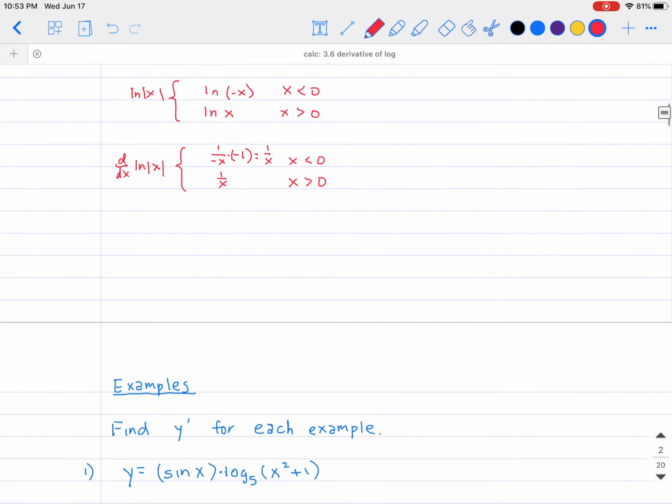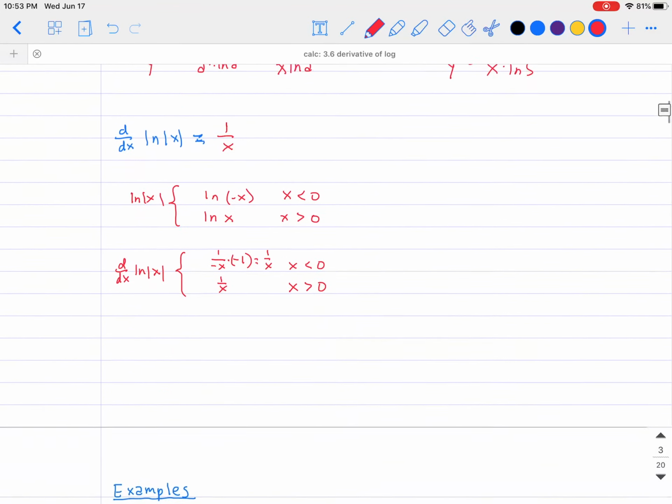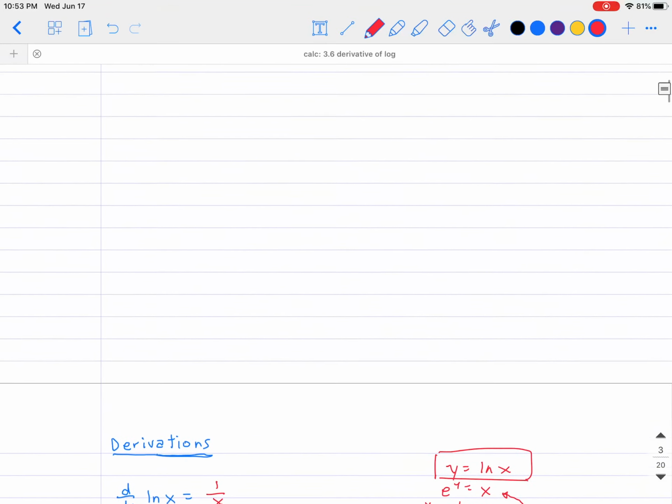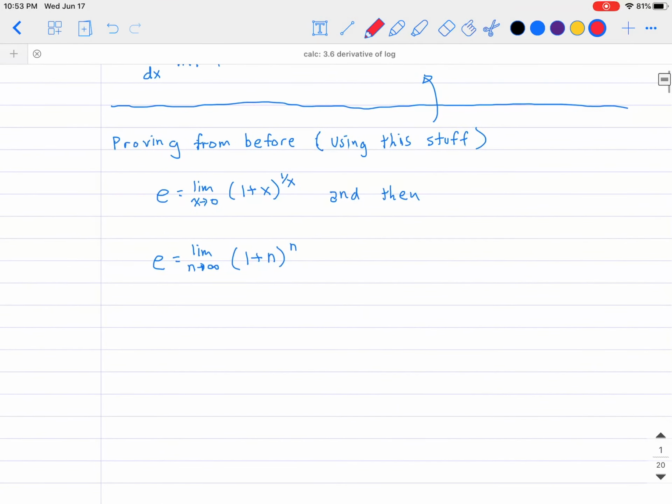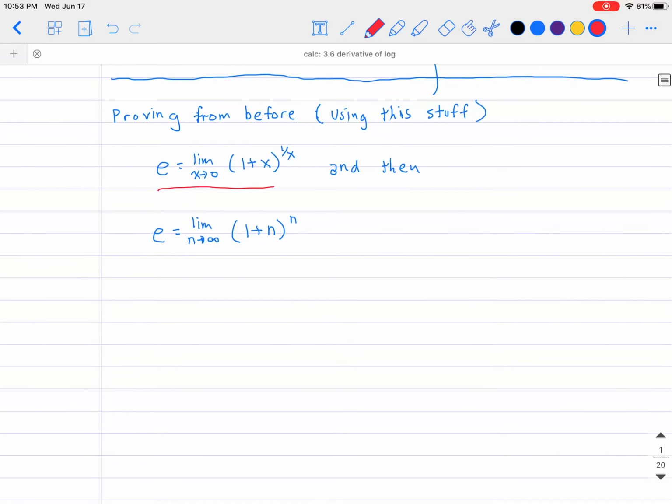Okay, so those are the derivations of the natural log derivative. And now let's go ahead and derive what we said last time, which is proving the following limits. The first one I want to prove is that the limit as x approaches 0 of 1 plus x raised to the power of 1 over x is equal to e.